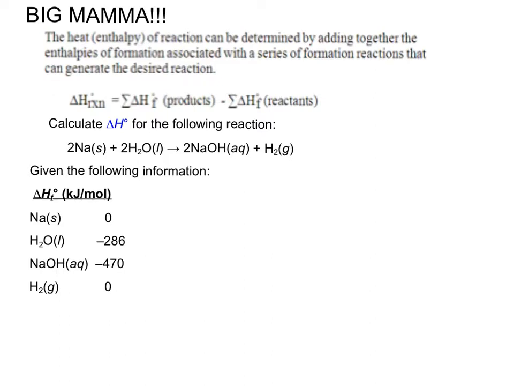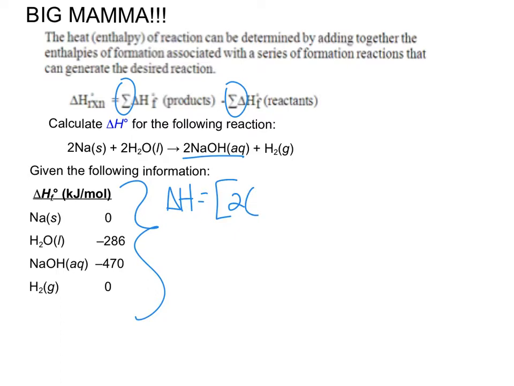So if we look here, we're going to find the delta H for the following reaction, and all they gave us were heats of formation. So that's when we know we have to use Big Mama. We don't have a choice. So let's set her up. Big Mama is delta H is equal to the sum of the products. That's what this sigma is. And each product has to be multiplied by the coefficient, because remember, heat of formation is the heat associated with 1 mole of a substance. So for instance, when we're looking at NaOH, that's 2 moles. So we're going to have to double that and do that times the heat of formation of NaOH.